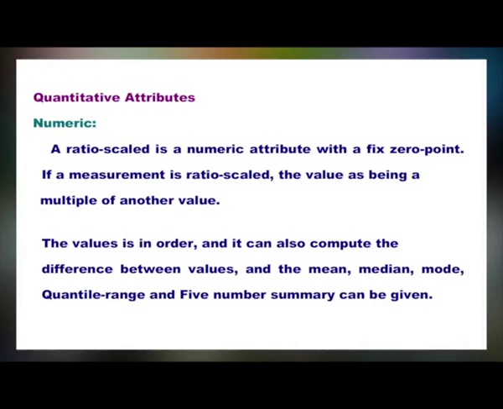A ratio scale is a numeric attribute with a fixed zero point. If a measurement is ratio scaled, a value can be seen as a multiple of another value. The values are ordered, and we can also compute the difference between values, and the mean, median, mode, quantile, range and five-number summary can be given.